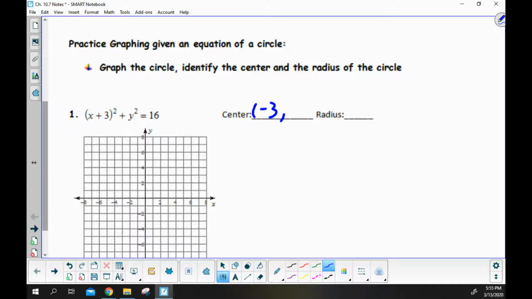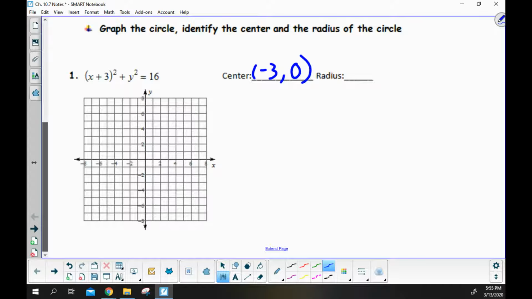For y, what number am I subtracting from y? I'm not subtracting any number from y, so I'm automatically subtracting 0. So 0 squared is 0. On my graph at -3, 0, I'm going to put a dot. So I got my center, -3, 0. Now what's my radius? Well, r squared is equal to 16. So we take the square root of that, and r equals 4. We're not going to use the negative version because we're talking about a distance here, so we only go with the positive. My radius is 4.